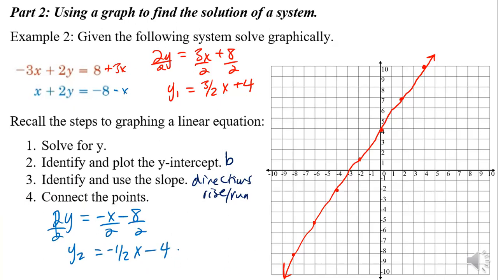So we know that our y-intercept is negative 4, and our slope is going to be negative 1/2. So I'm going to go to negative 4. I'm going to go up 1, but this time instead of going to the right, I'm going to go to the left. Up 1 and to the left.